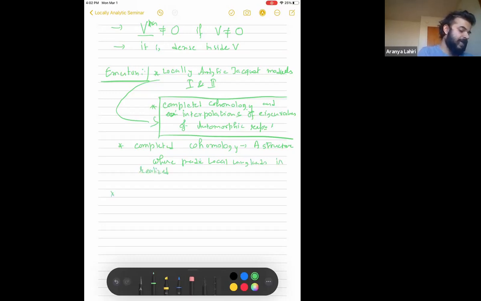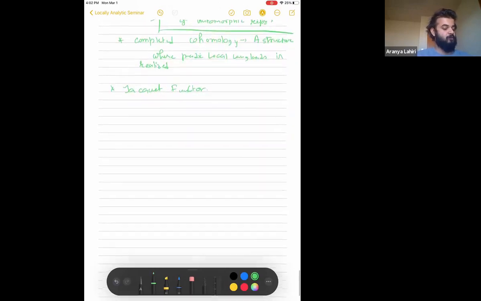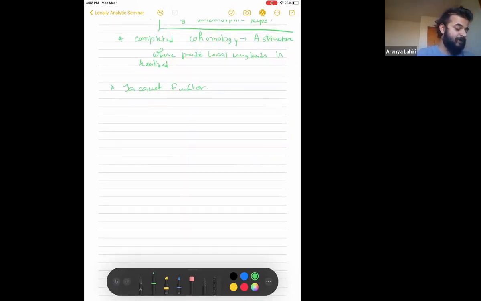And then, of course, what is this Jacquet functor or Jacquet module? This is something that we have talked about before, but it's the other way around. So let's say you have the setup: P is a parabolic inside G, and you have a representation V of G.